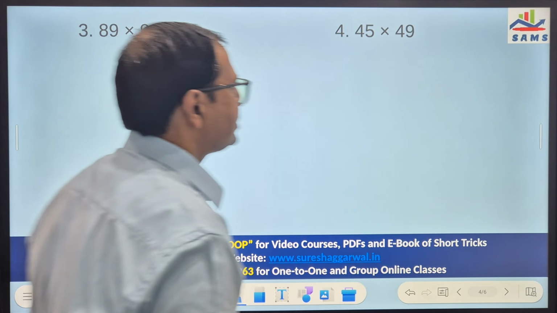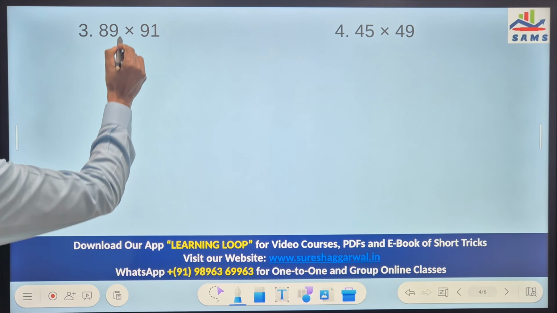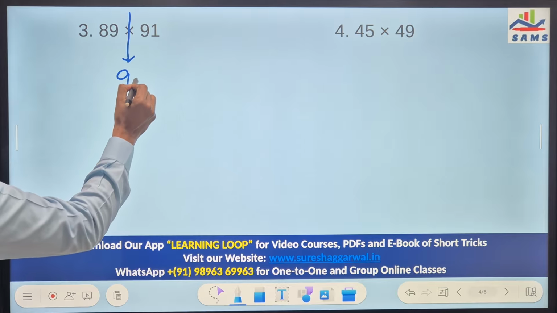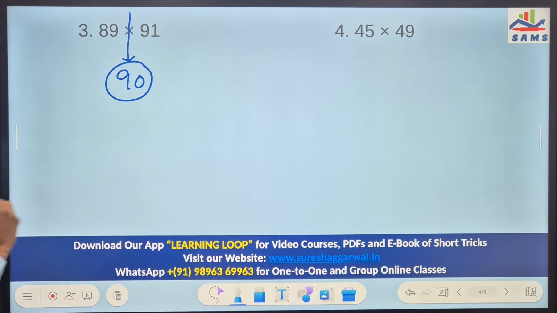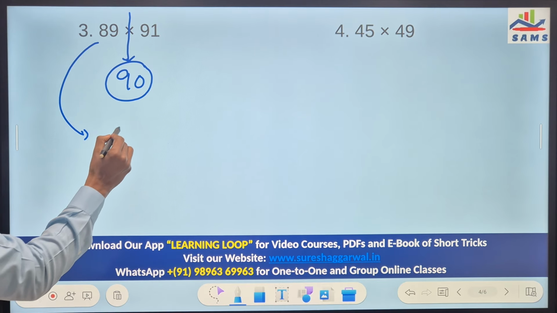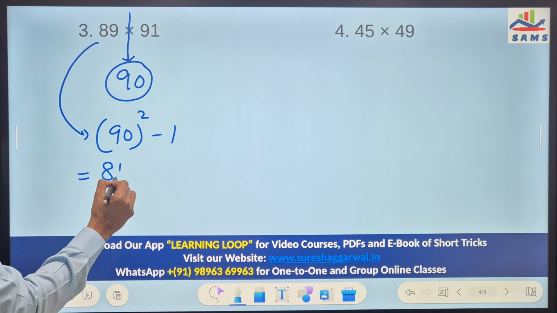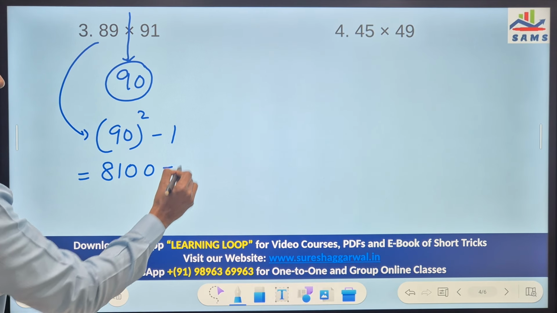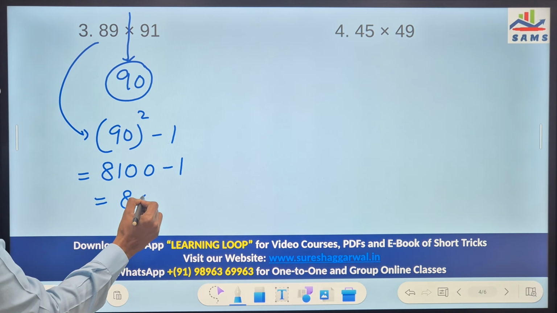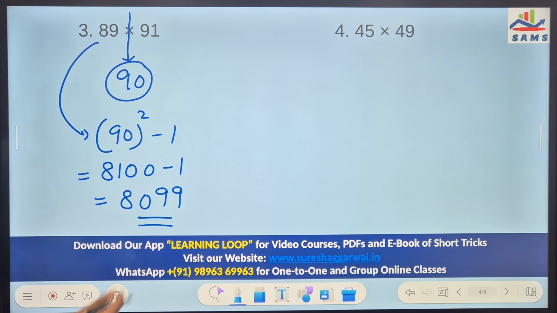Let's have some more questions. 89 and 91 is very easy. Why? Because the intermediate number is a base number, 90. So all you have to do is to square 90 and subtract 1 from the result, which is 8100 minus 1, that is 8099, which is the product of these two numbers.